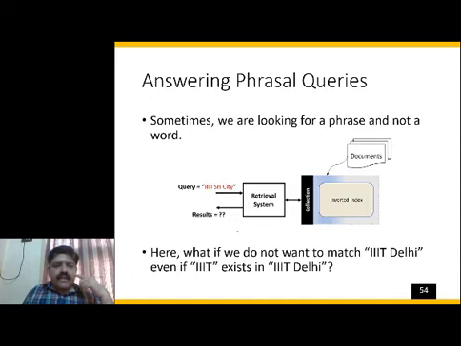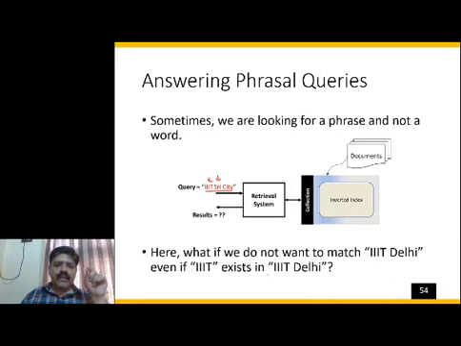Okay, now let's go ahead and discuss phrasal queries. What if I am not interested in independent words like triple IT, Sri, and city, but I am interested in the entire phrase triple IT, Sri, city? So I want to see whether the entire phrase exists or doesn't exist. I'm not interested in the words. Then what do I do? Right. So if you look at this, I do not want to match triple IT Delhi, even if triple IT exists in triple IT Delhi.